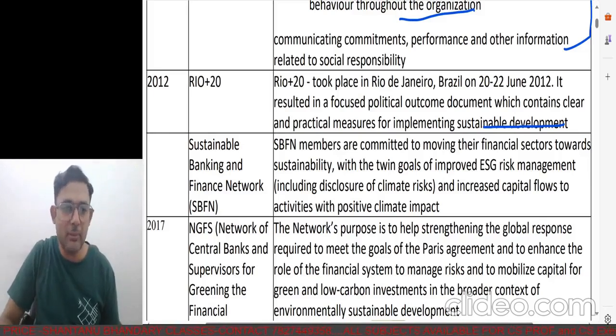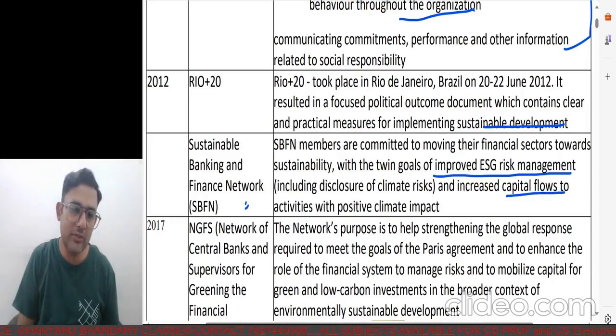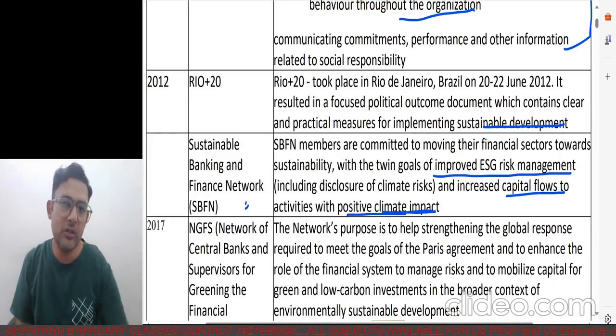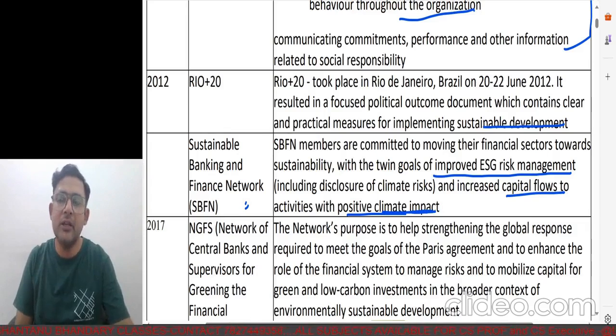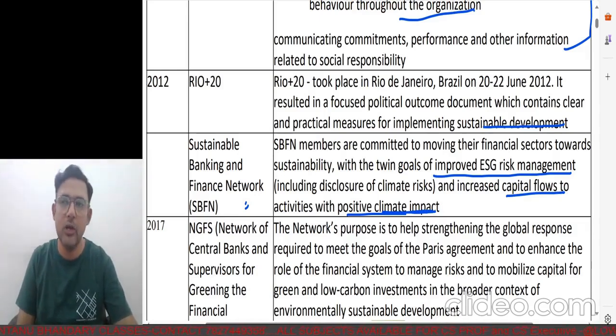Then we have the Sustainable Banking and Finance Network. This talks about the twin goals of improved ESG risk management and increased capital flows to activities with positive climate impact. Now, see, this is the very first chapter we've been discussing. As we move along, we'll find that the concept of green energy or yellow energy is there in most of the countries of the world. Green energy, I'm sure you understand, is renewable energy, but what is yellow energy? It's like solar energy coming from the sun.